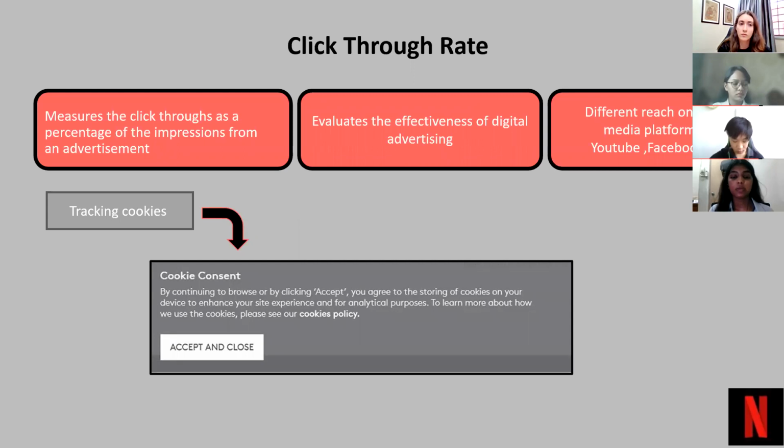The data used to measure this for Netflix is stored through tracking cookies. Once a customer accepts the cookie consent, the media platform will be able to track the activity of customers who were exposed to the advertisement and those who have clicked through to the extension.